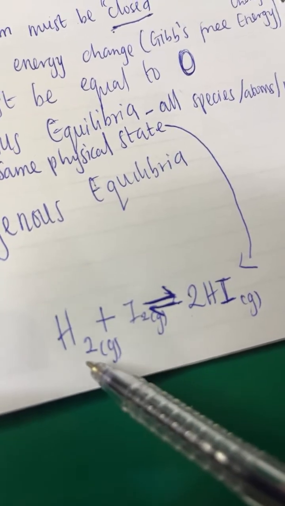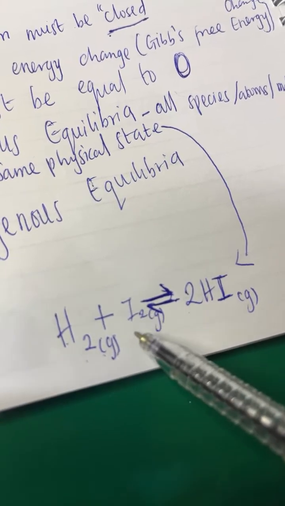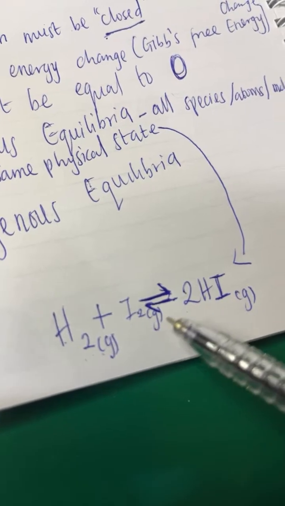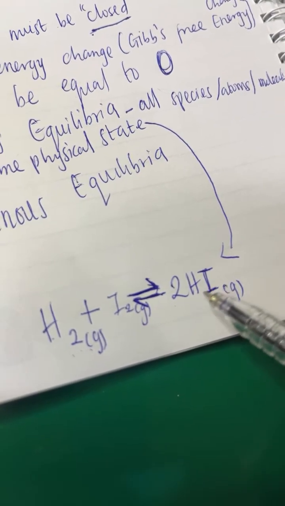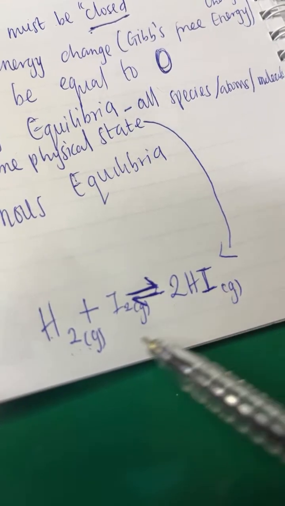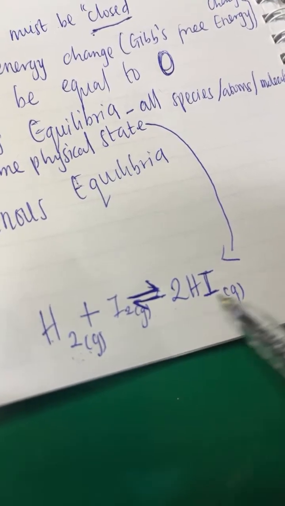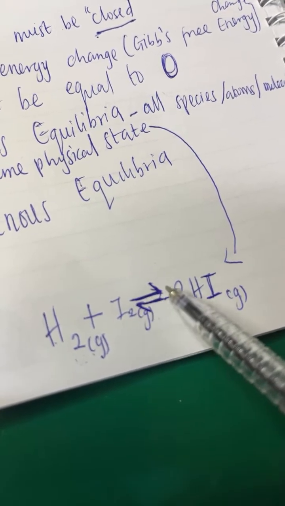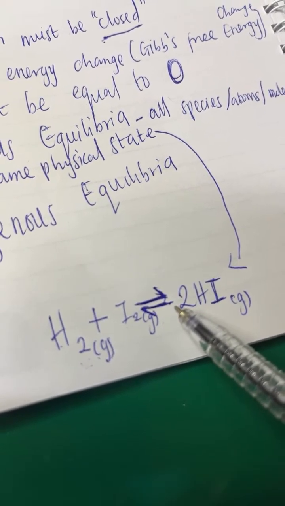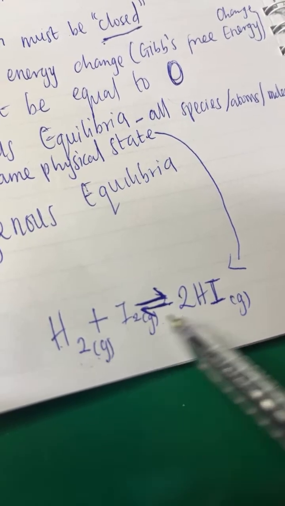You see this reaction? The physical state of hydrogen gas is gaseous. The physical state of this iodine gas is gaseous, and even hydrogen iodide is also in gas form. So all of them are in gaseous form. So this is a homogeneous equilibrium. You can see the reaction is forward and backward. It's a reversible reaction.